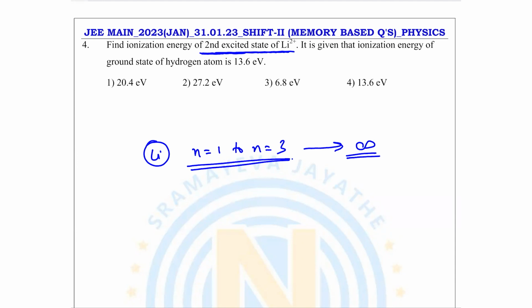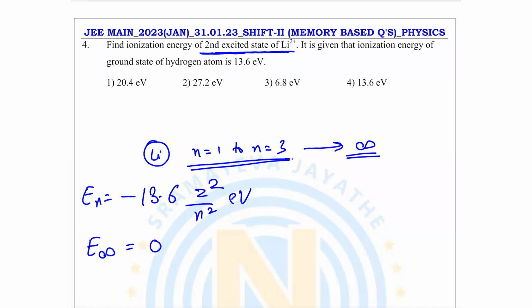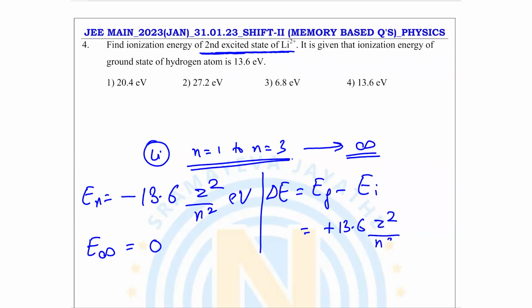For that matter, we need to write the energy of the electron in the nth orbit, and the general formula is minus 13.6 Z squared over n squared electron volt. This is the energy of the electron in the nth orbit. When the electron goes to infinity, its energy is 0. So the amount of energy required would be the final energy minus the initial energy, and that will be plus 13.6 Z squared by n squared electron volt. Note that this 13.6 is the value which we obtain from this information. Actually, it is given that ionization energy in ground state of hydrogen atom is 13.6 electron volt. So it is that parameter which comes over here.